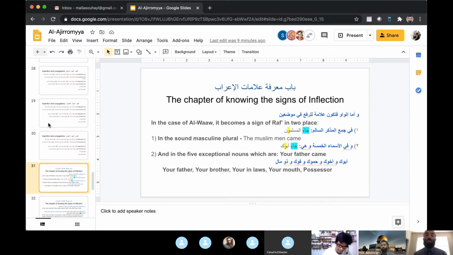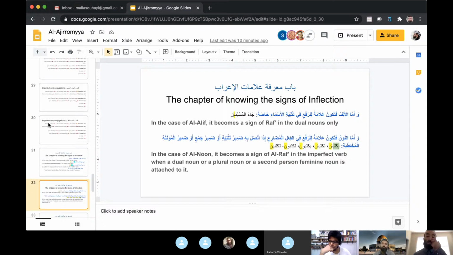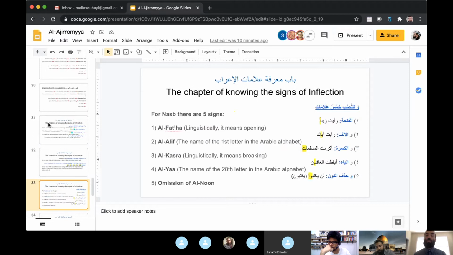Inshallah, we'll do that. Now, we said that the second type of inflection is the inflection of an-nasab. And we said that an-nasab has 5 different signs, right? An-nasab has the signs of al-fatha, al-alif, al-kasra, al-ya, and the omission of nun, meaning the removal of nun. I believe we had discussed alif, and do you guys remember where we left off last week?